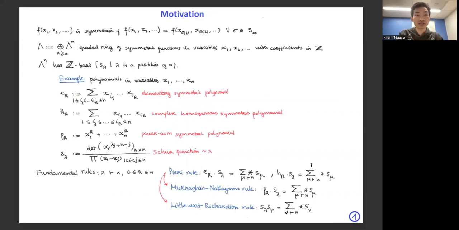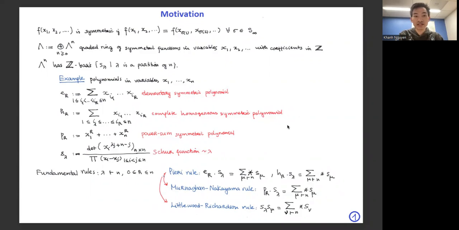So let f be a function in variables x. We say that f is a symmetric function if it does not change when we apply any permutation sigma to the variables x. Next, let Lambda be the graded ring of symmetric functions in variables x with coefficients in Z. Next, Lambda^n is the set of all symmetric functions of degree n. Then there is a well-known fact: Lambda^n has a Z-basis given by the set of all Schur functions s_lambda, where lambda is a partition of n.